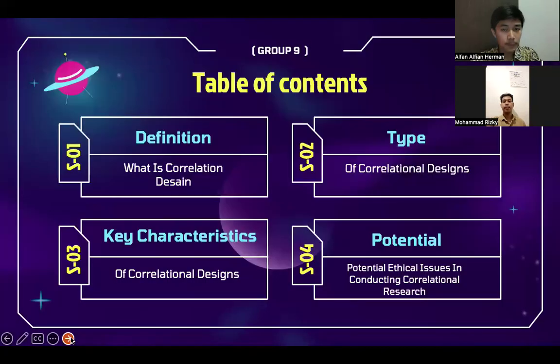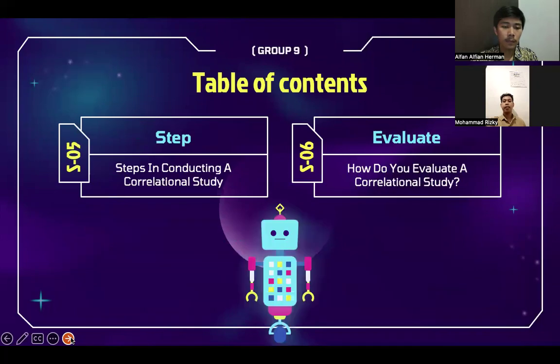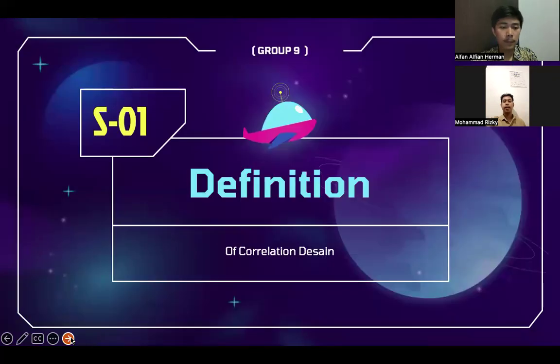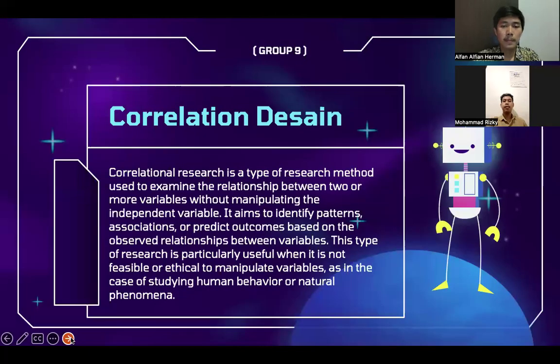Okay, next. Here we have the table of contents for this material. The first is definition, the second is type, the third is characteristic, the fourth is potential, the next is steps, and the last is evaluate. Okay, next slide. The first material is about the definition of correlational designs, which will be explained by me. Okay, next slide.